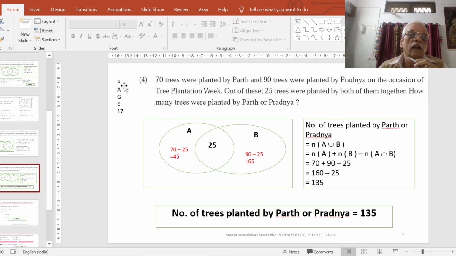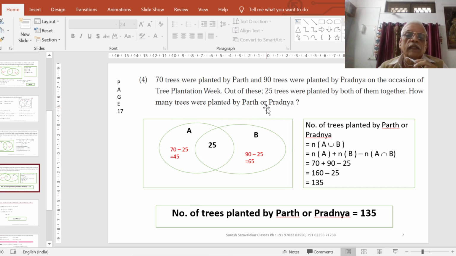Next is on page 17, question number 4. 70 trees were planted by Partha and 90 trees were planted by Pradnya on the occasion of tree plantation week. Out of these, 25 trees were planted by both of them together. How many trees were planted by Partha or Pradnya?